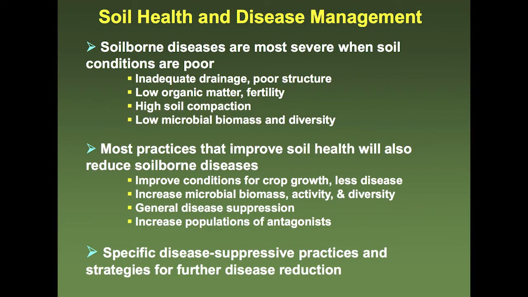So most practices that will improve soil health will also reduce soil-borne diseases. By improving those conditions for crop growth, you can reduce disease by increasing that microbial biomass and activity. That increases general disease suppression and also potentially increases populations of antagonists. However, in many cases, improving soil health in general may not control soil-borne diseases enough, or at least to the level that we need for crop production. So there are further, more specific management practices that need to be taken to improve this reduction of soil-borne diseases.